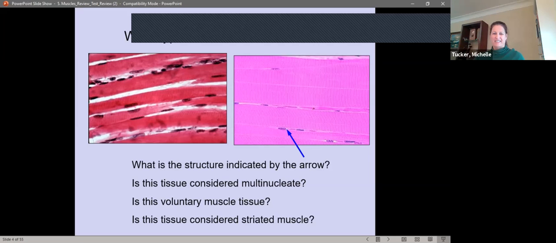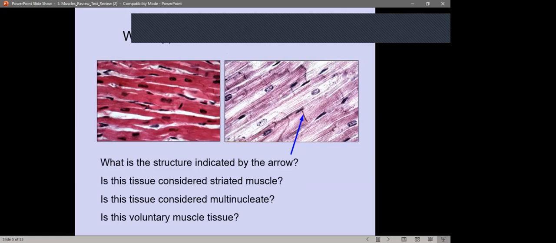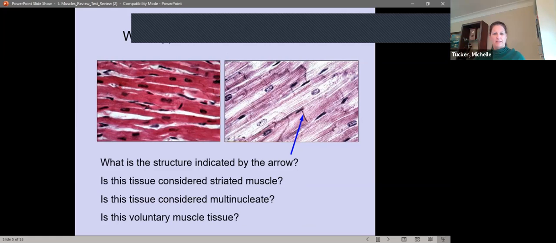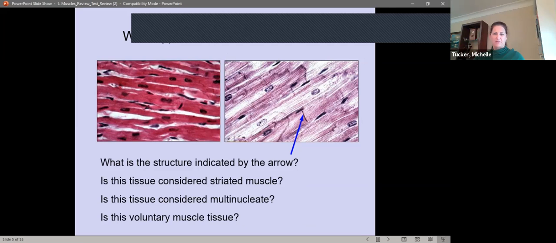Yes. Is it voluntary? Yep. And is it striated? Yep. Okay. So here we have beautiful branched cells. So this must be cardiac. Yep. And does anyone remember what this is called?